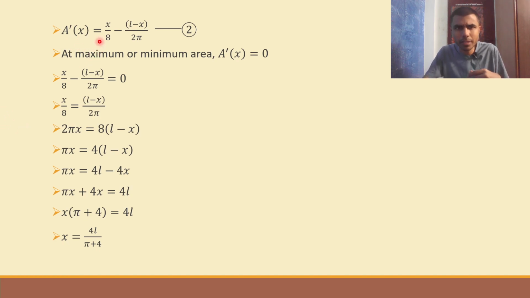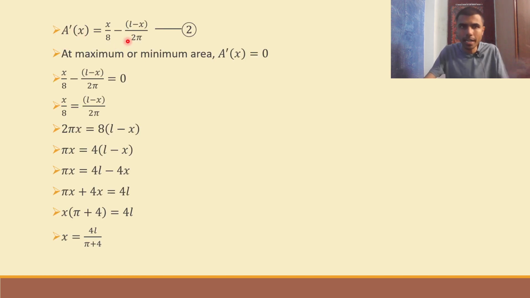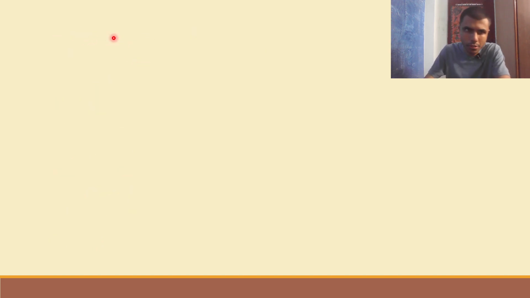For the second derivative, differentiate equation 2 again, and I need A double dash of x. Now differentiate equation 2 with respect to x. So A double dash of x is nothing but d by dx of (x by 8 minus this). A dash of x is this, differentiate both sides. So LHS would become A double dash, nothing but the derivative of this. I'll show you how it's done.